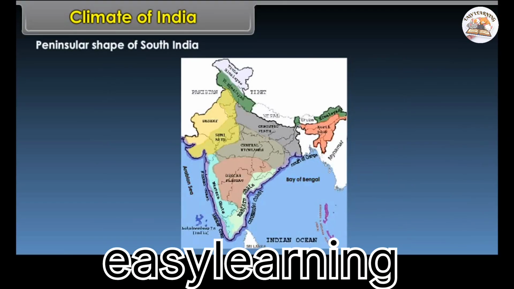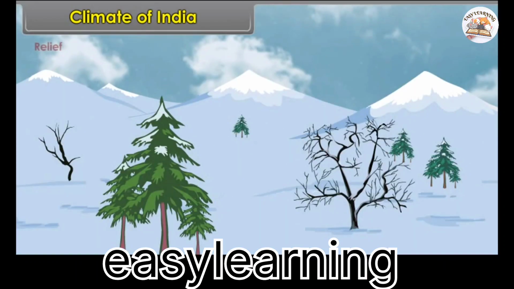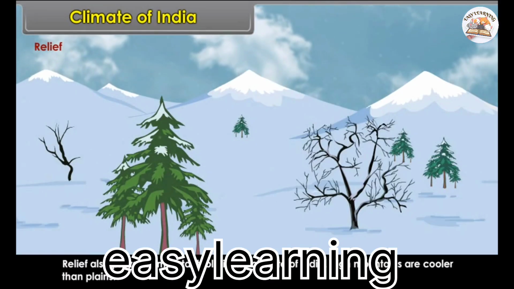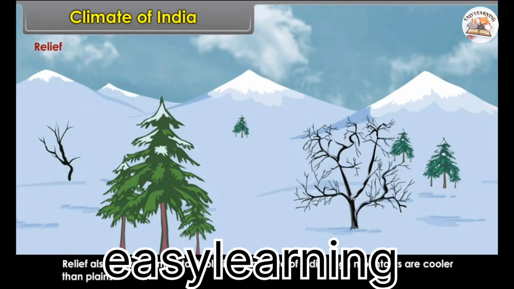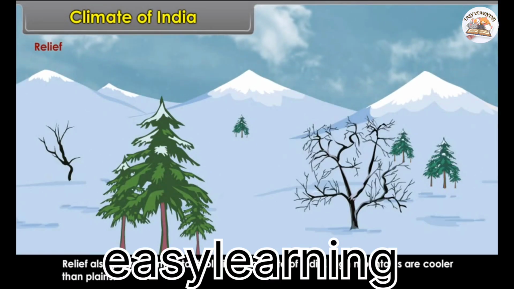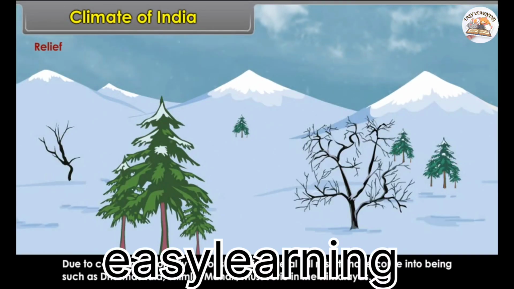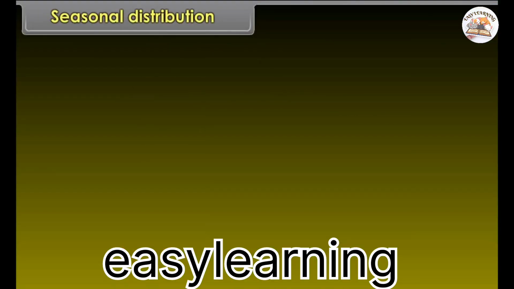Peninsular shape of South India. Due to peninsular shape of South India, Bay of Bengal and Arabian Sea exert their moderating effect on the entire peninsula. Relief. Relief also plays an important role in the climate of India. High mountains are cooler than plains. Due to cool climate of hilly regions in India, several hill resorts have developed.